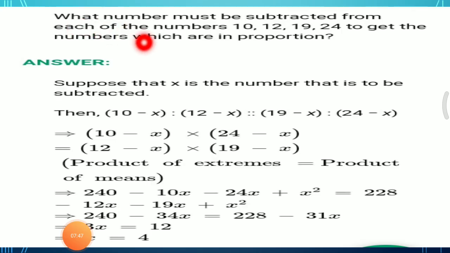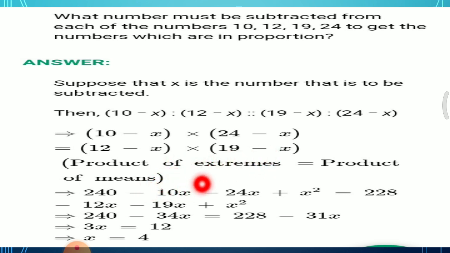Next: what number must be subtracted from each of the numbers 10, 12, 19 and 24 to get numbers which are in proportion? Suppose that x is the number to be subtracted. So you subtract: 10 minus x ratio 12 minus x is proportion to 19 minus x ratio 24 minus x. Now you find the product of extremes and product of means. So (10 minus x) multiplied by (24 minus x) is equal to (12 minus x) multiplied by (19 minus x). Product of extremes is equal to product of means.